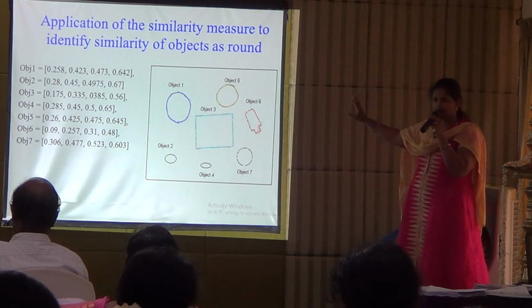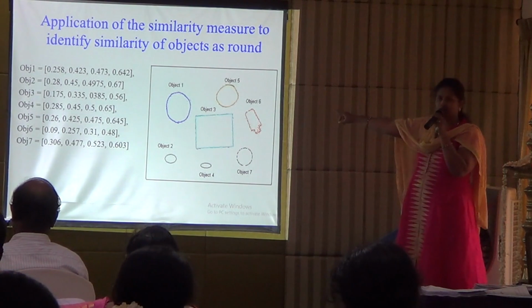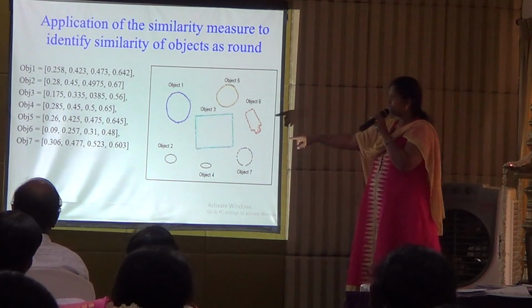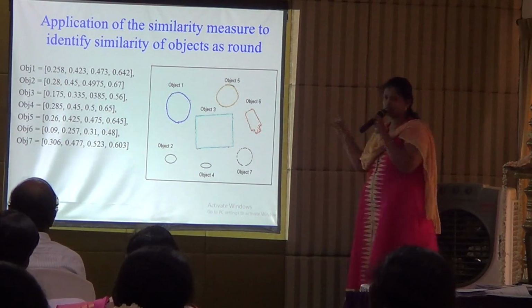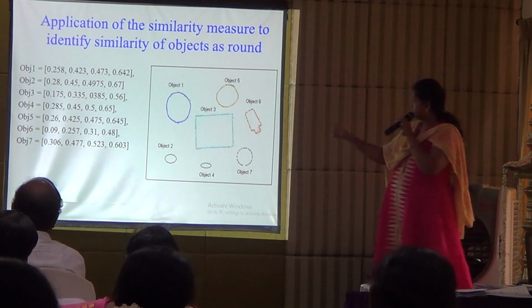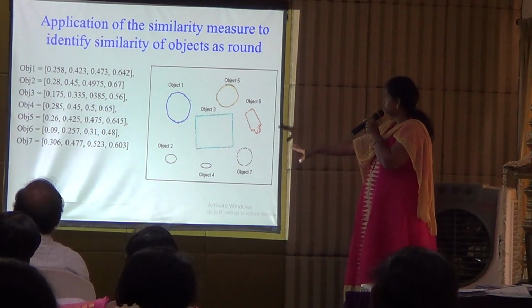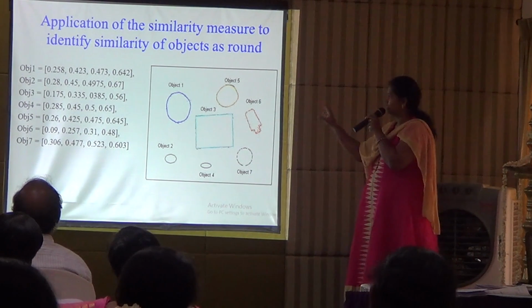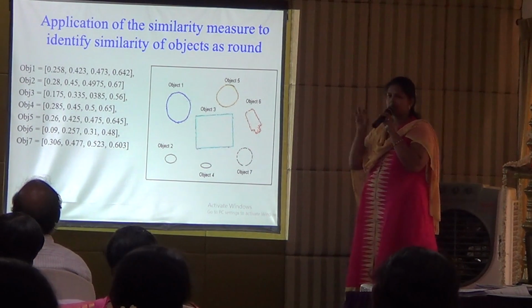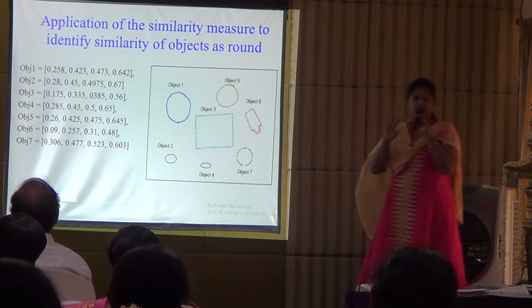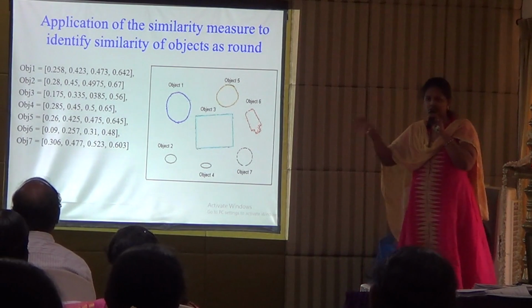I just take a simple application. This is a picture which I took from MATLAB. Visibly, if you see, object 7 is exactly round. It is a circle. But objects 1, 5, 2, 4, we cannot say are round, but to some extent we can say they are round. And objects 3 and 6, we cannot say at all that they are round.